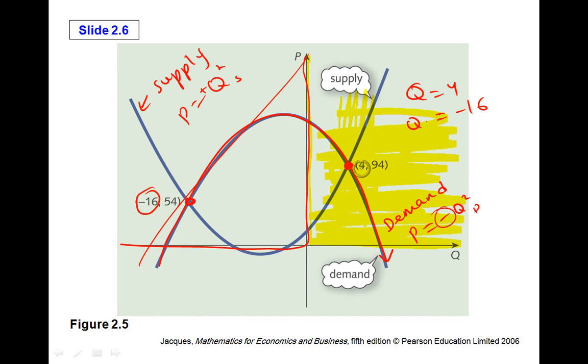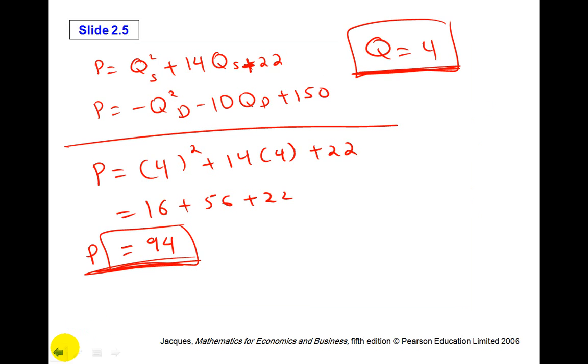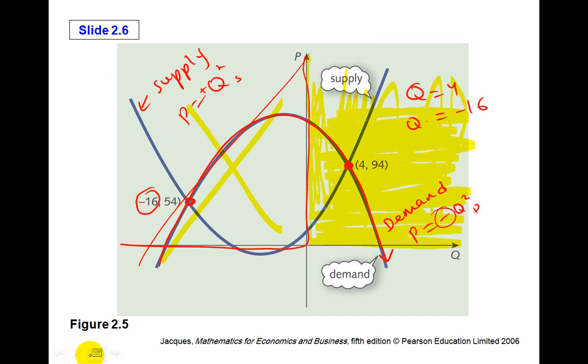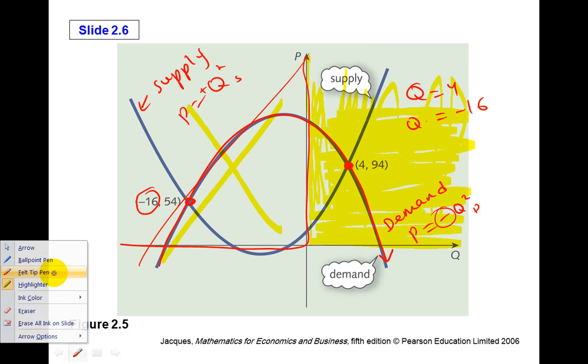So only this part is going to be considered as a graph for these two equations, and this will be your equilibrium when Q is 4, price is 94. So this will be only the right portion of this graph, and this would be an X part because, as I told you, quantity cannot be negative.